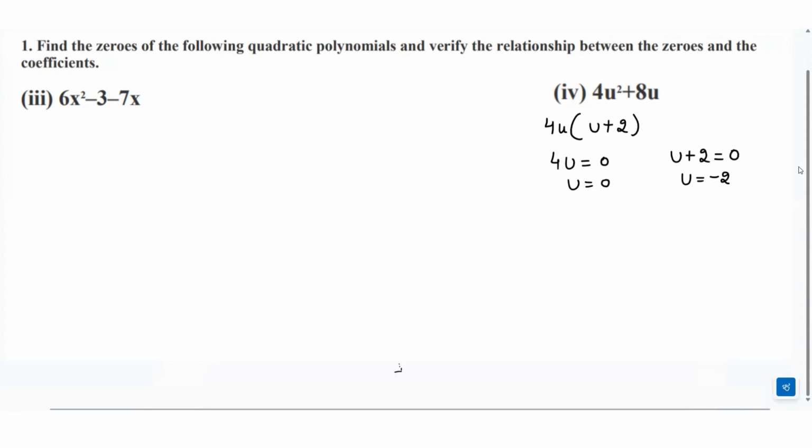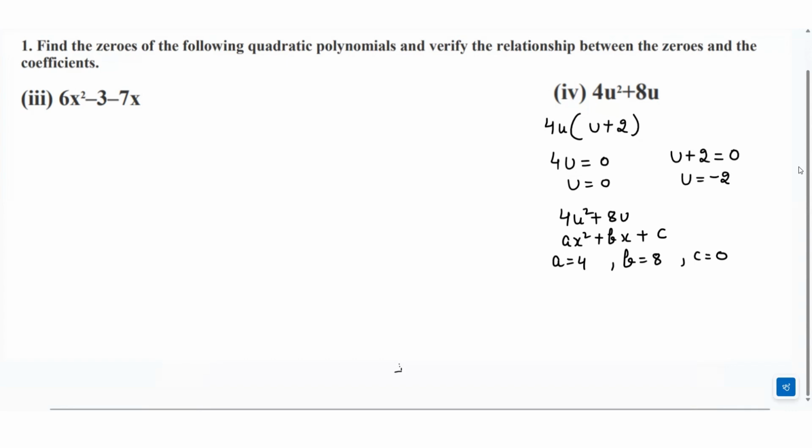Now if I have to compare this equation with ax square plus bx plus c, then the value of a is equal to 4, the value of b is equal to 8, and the value of c is equal to 0, because we don't have any value for c here.